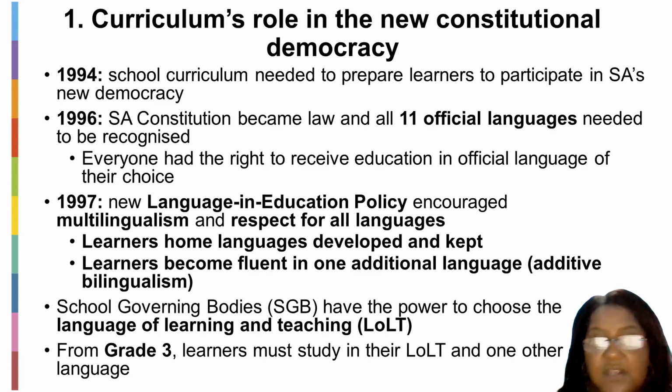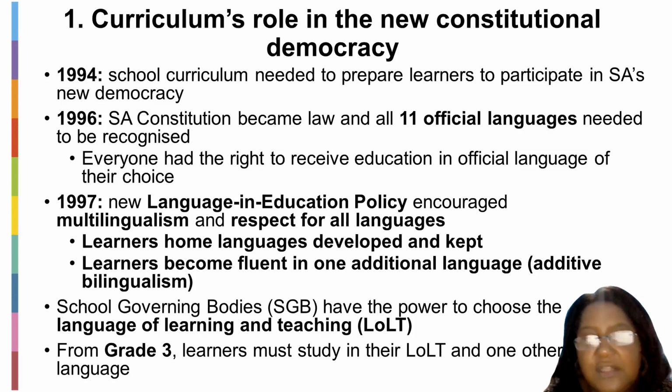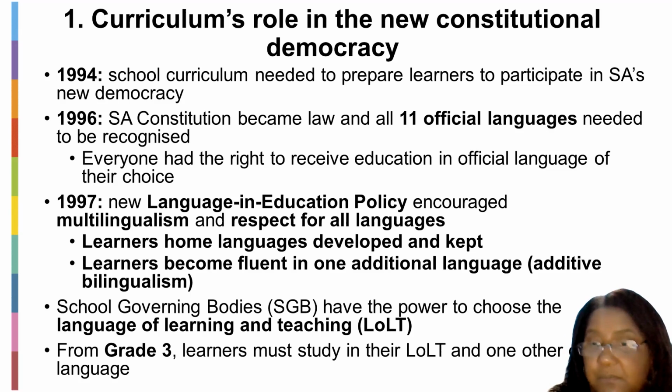In the past, there wasn't really an emphasis on African languages, but now it seemed to be something important to the policymakers. Learners' home languages should be developed and kept. That is one decision that was made in 1997. Then they also said learners must become fluent in one additional language, and that must be additive bilingualism, so that language must be added later on. Also in 1997, school governing bodies, SGBs, were given the power to choose the language of learning and teaching. And from grade three, learners must study in their language of learning and teaching and one other additional language. Okay, let's go to the next slide.